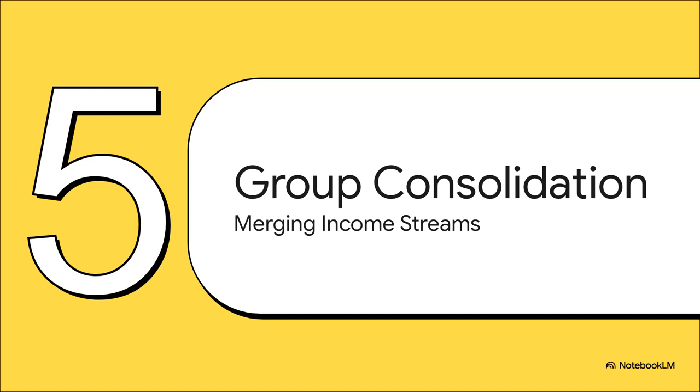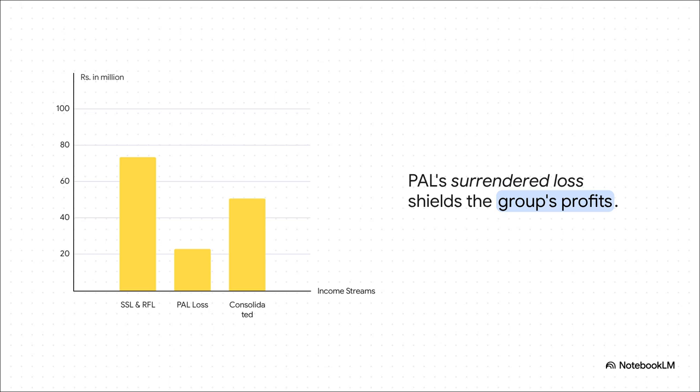Section 5. Group Consolidation. Merging the income streams. Look at how beautifully this chart illustrates the magic of group relief. You combine SSL's huge standalone loss of 70.66 with RFL's massive profit of 144.34, and you get a combined group business income of $73.68 million. But wait, we bring in that surrendered loss from PAL. That $73.68 million is perfectly shielded by PAL's $22.96 million surrendered loss, dragging the final consolidated taxable business income down to a much more manageable 50.72 million rupees.